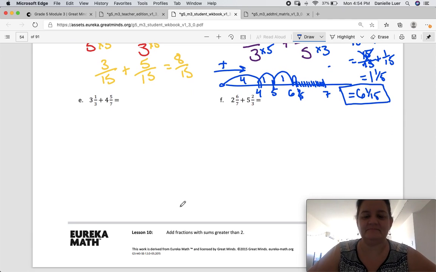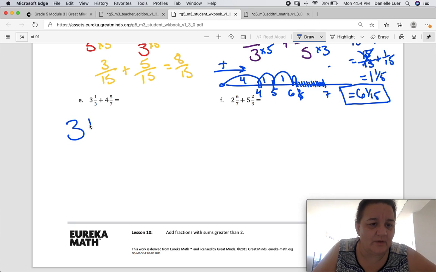Okay. We can still use some of these other strategies. If you really get stuck, you can still go back to your model and still go back to your number line. I'm showing you that you can if you can't add those things in your head. I want you to have options. Next one.